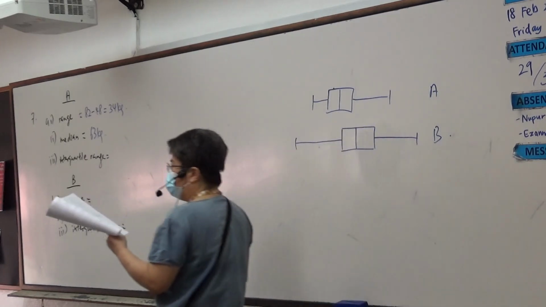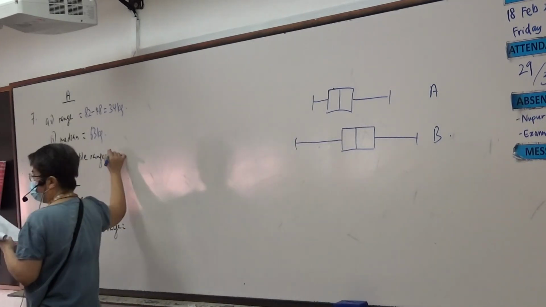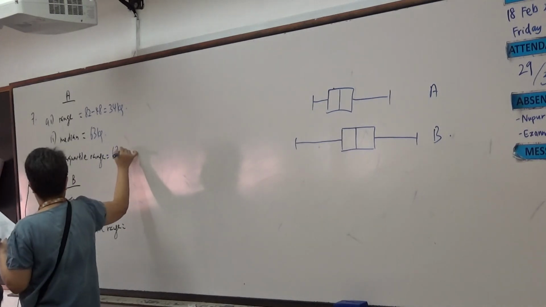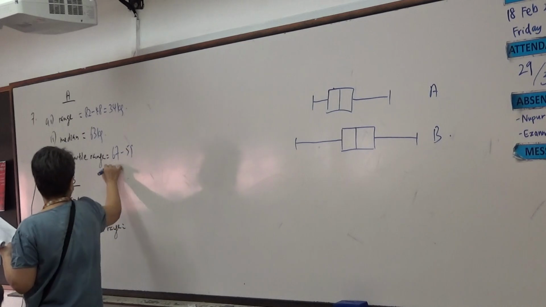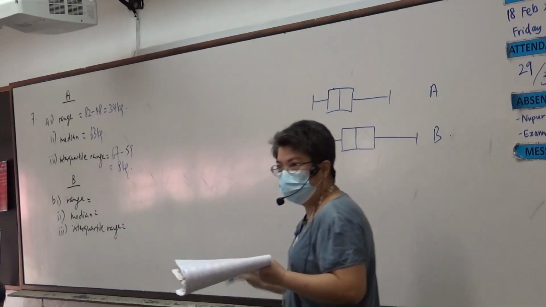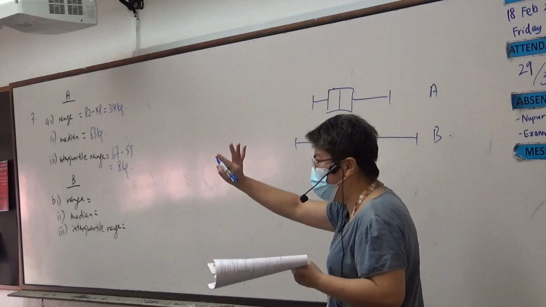What is the interquartile range? What minus what? 67 minus 59. Answer? 8 kilograms. Straight away can get the answer. This kind, 3 marks, all must get.